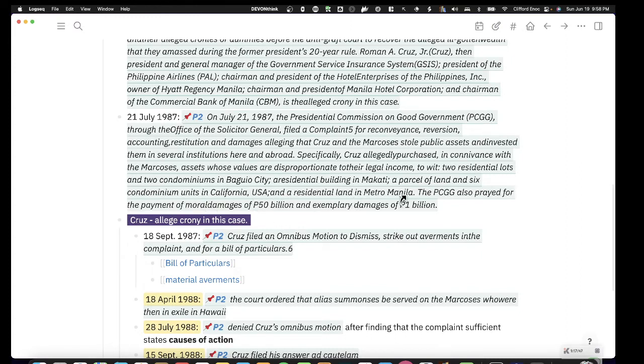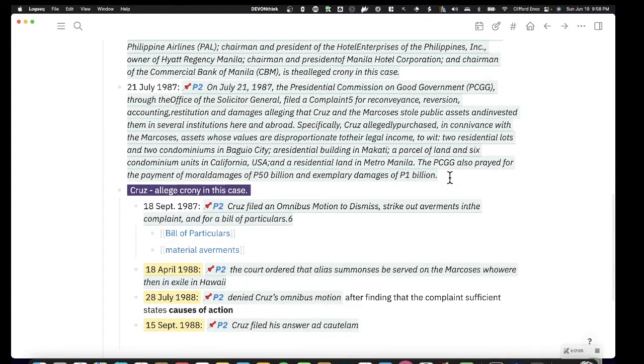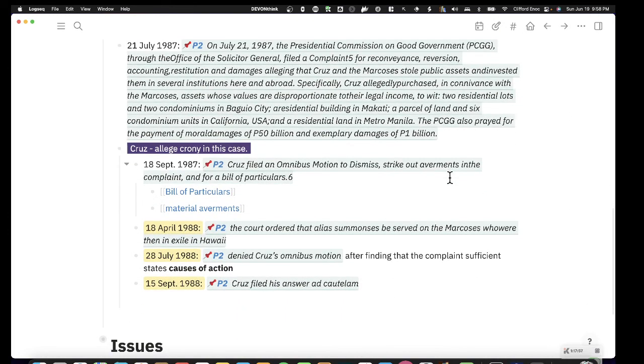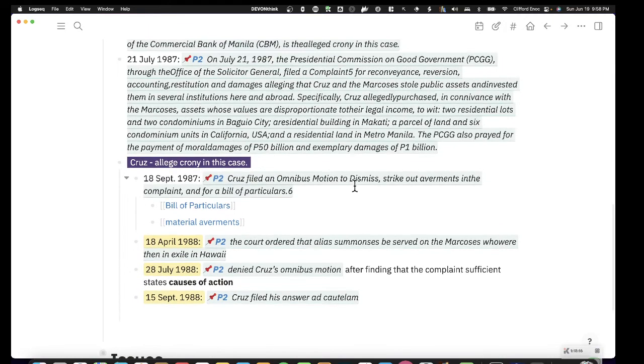You say the resident land and procedures pray for the payment of moral damages of 50 billion and exemplary damages of 1 billion. Magkano kaya ang attorney's fees? Meron kanina nabasa ko, 10 million attorney's fees. Yeah, pag ganun talaga, no? Pagka malaking kaso, case lang, not cases. Pwede rin kung marami, mga malalaking billion-billion na case involved, so malaki din ang attorney's fees.